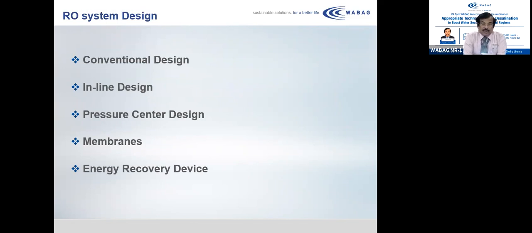Then when it comes to the RO design, we have conventional design, inline design, and pressure-centered design, and membrane selection possibilities are there, and energy recovery device selection possibilities are there.